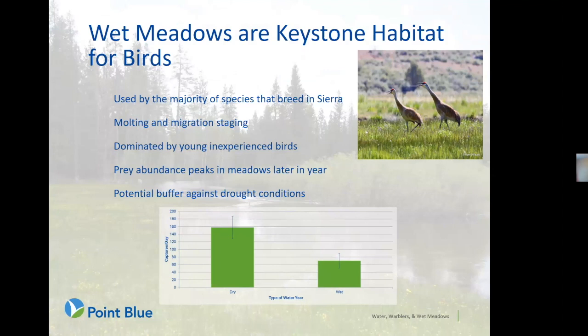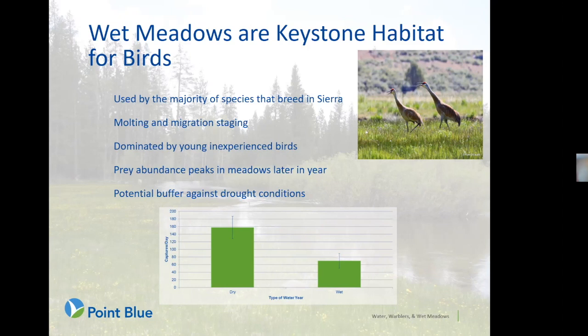So they support a high diversity of breeding birds, including some of our endangered and threatened species like sandhill crane and willow flycatcher. But they're also used by the majority of species that breed in the Sierra Nevada during some point in their annual cycle. So think about the complex life cycle we have for all these birds who maybe winter in Central America, migrate up to the Sierra, breed for a couple months, then store up a bunch of fat and migrate back down.